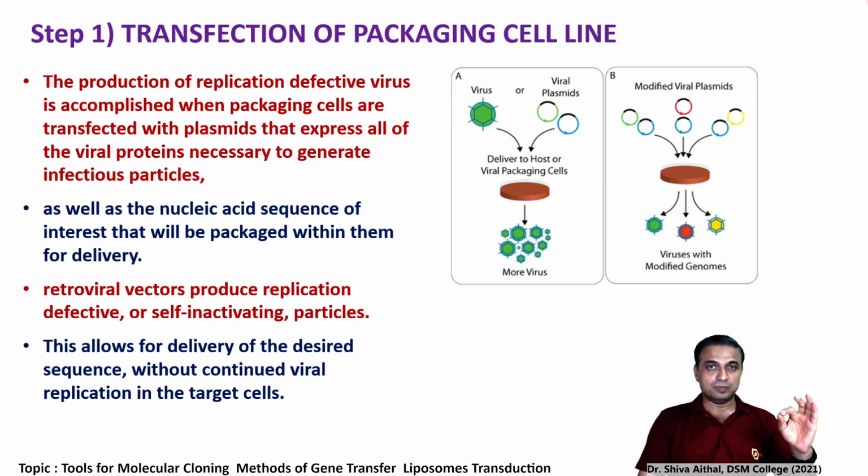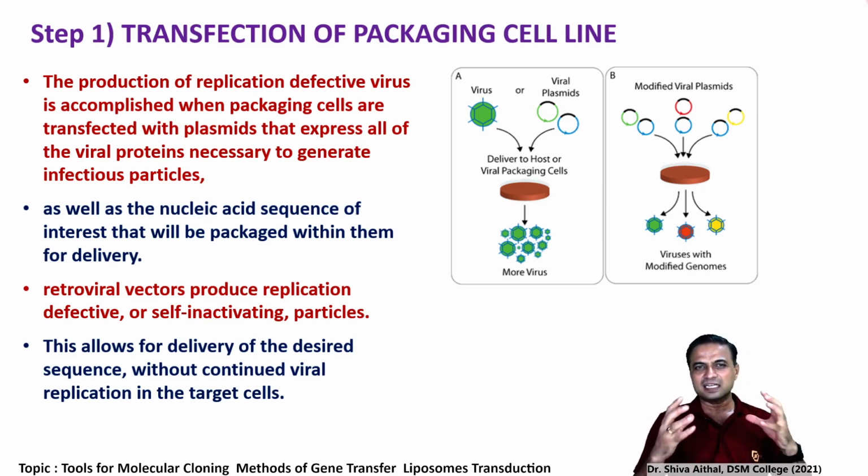In the first step, the wild type replication doesn't take place. Wild type, which is capable of causing disease, is not replicated; instead, a helper replication gene is allowed. So a wild type replication defective virus is generated, then it is packed with, that is transfected with, viral plasmids.